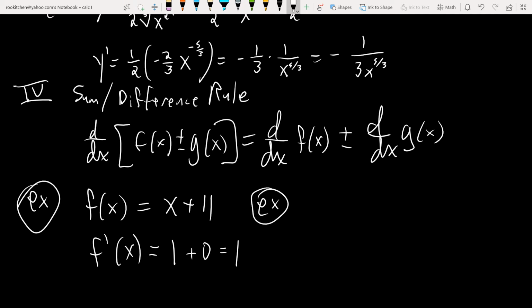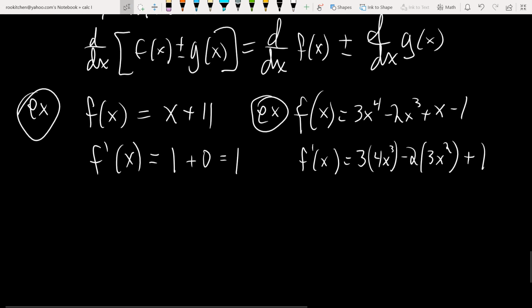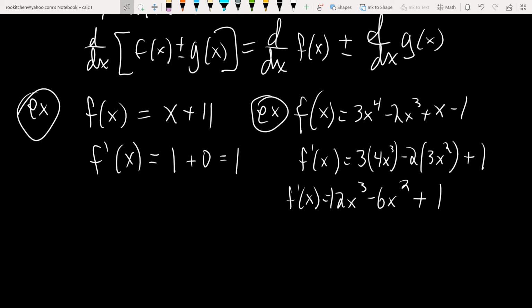So we can extrapolate that to any polynomial now. For example, 3x to the 4th minus 2x cubed plus x minus 1. Right? So f prime of x will be 3 times 4x to the 3rd minus 2 times 3x squared plus 1 minus 0. And then simplify. We get 12x cubed minus 6x squared plus 1. Okay, great.